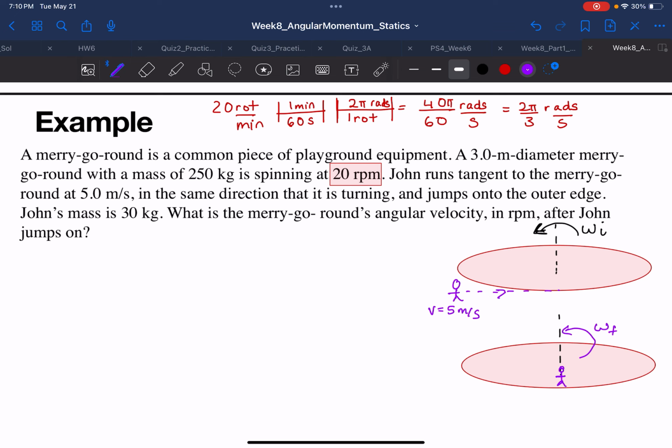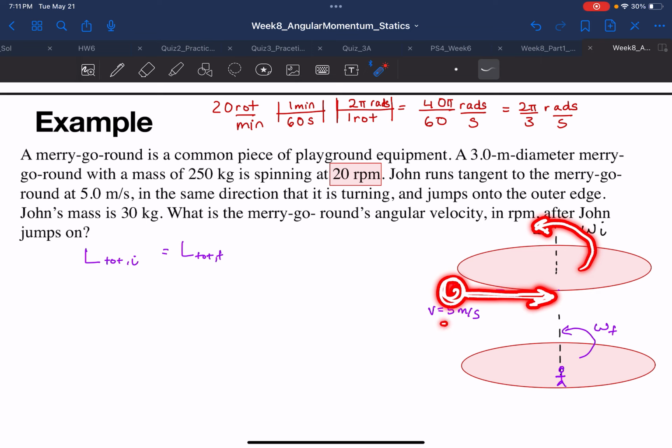So our main equation here is L total initial is equal to L total final. Our initial situation is made up of a spinning disk and a linearly moving point mass. So we treat John like a point mass moving this way at 5 meters per second. For John, we're going to use R cross P, which is basically RMV when R and P are perpendicular to each other. So R is coming out here. Let's talk about that in pieces.